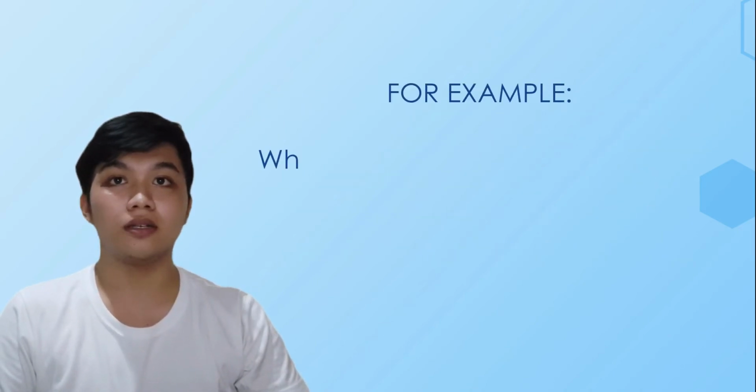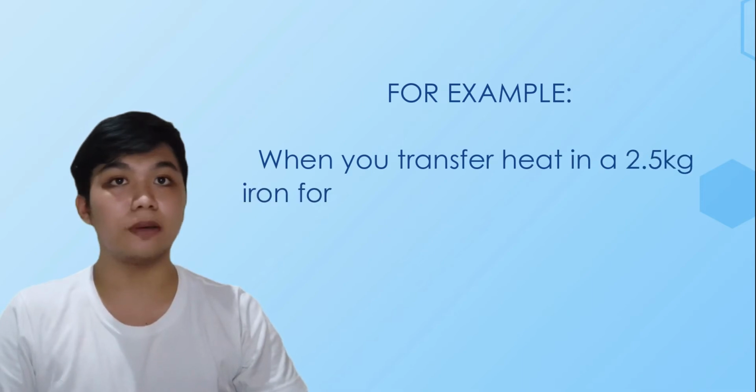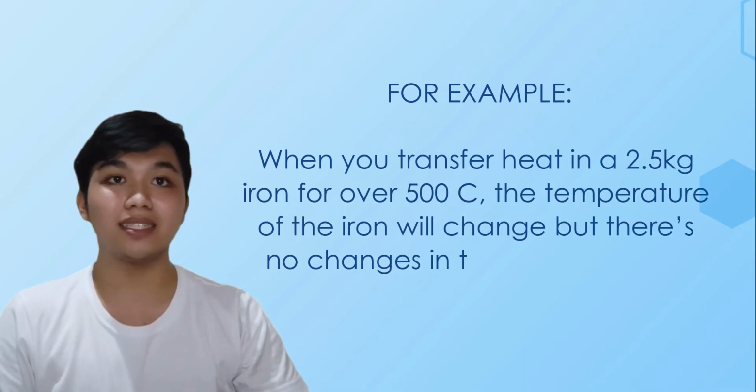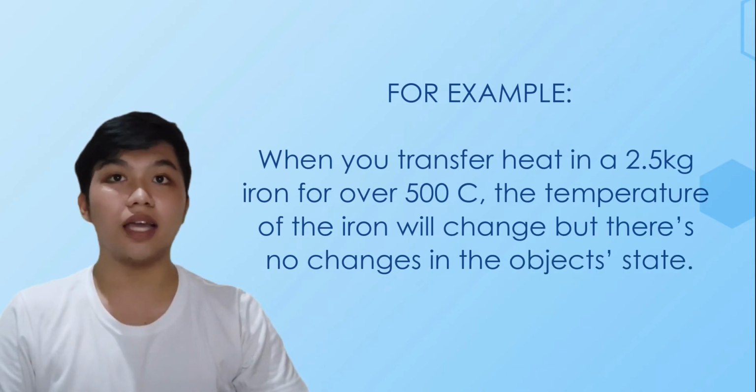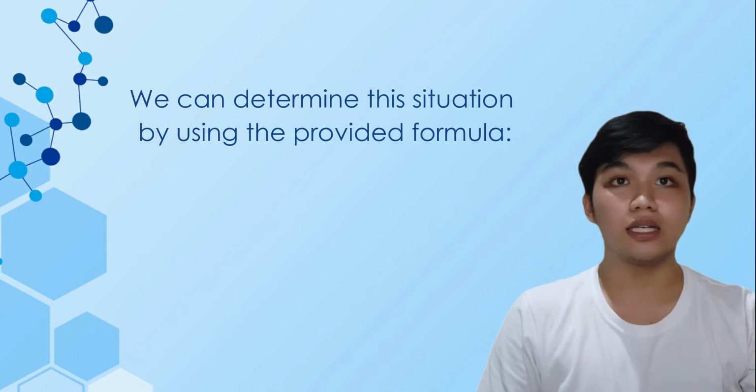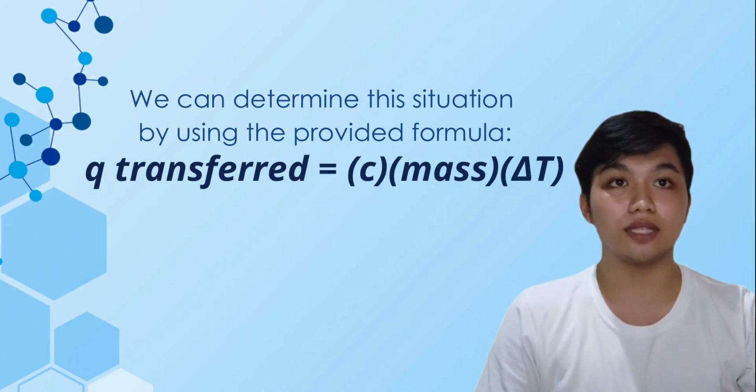For example, when you transfer heat to 2.5 kilograms of iron for over 500 degrees Celsius, the temperature of the iron will change, but there is no change in the object's state. We can determine this situation by using the provided formula. Q transferred is equal to C times the mass of the object times the change in temperature.